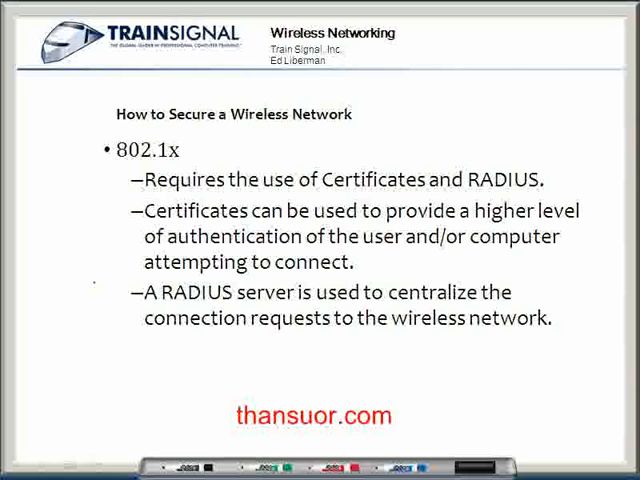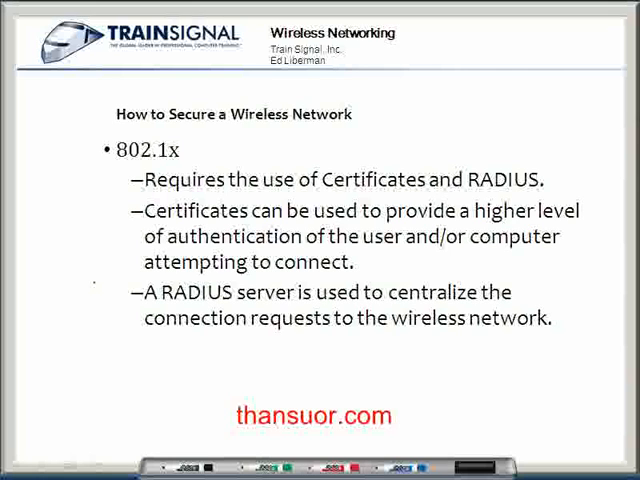But 802.1x, because it utilizes certificates and RADIUS, makes it near impossible to hack into. Nothing, of course, is completely impossible, but it's as secure as you're going to get. Now, certificates are used to provide a higher level of authentication of the user and/or computer that are trying to connect. And certificates allow for things like smart card readers.